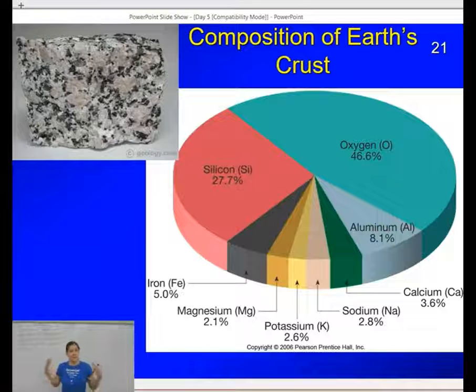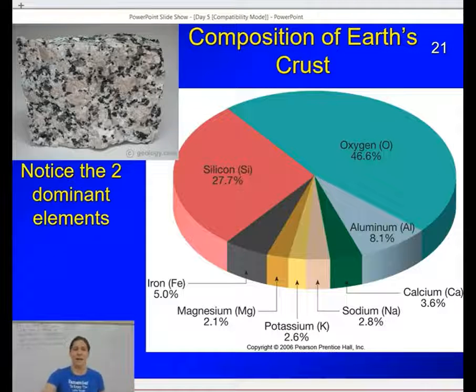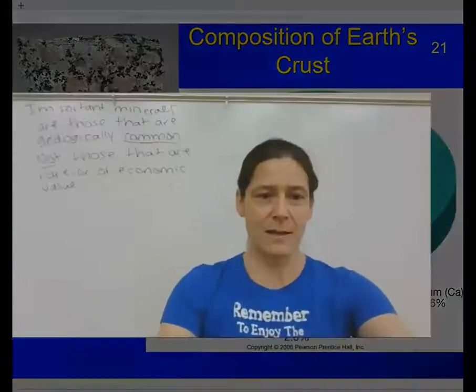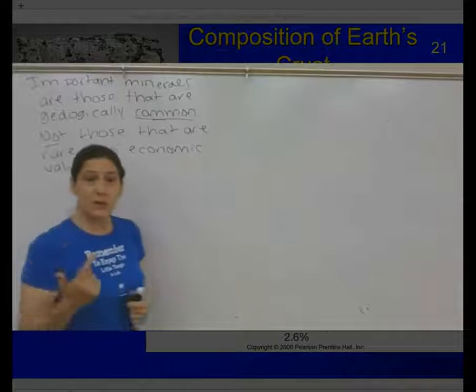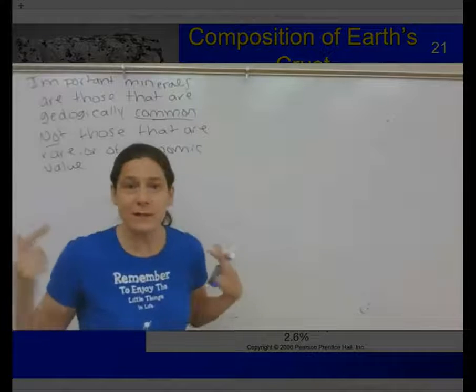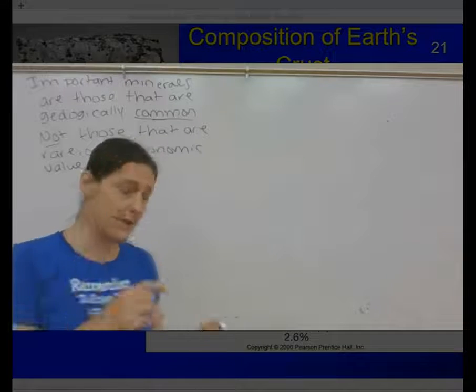So again, it's those ingredients that make up the Earth's crust, which forms the minerals that we find in the rocks forming Earth's crust. And the two main ingredients that we find in Earth's crust that you should know are silicon and oxygen. Again, those are the two dominant elements. So we want to make sure we have that in our notes. So we'll write something like the two major ingredients, the two main elements forming Earth's crust.